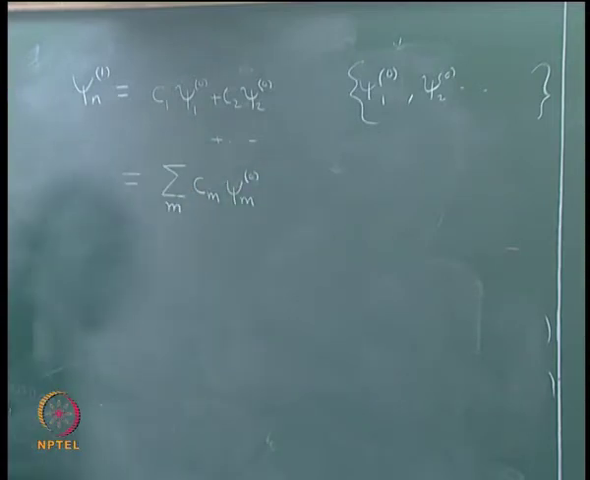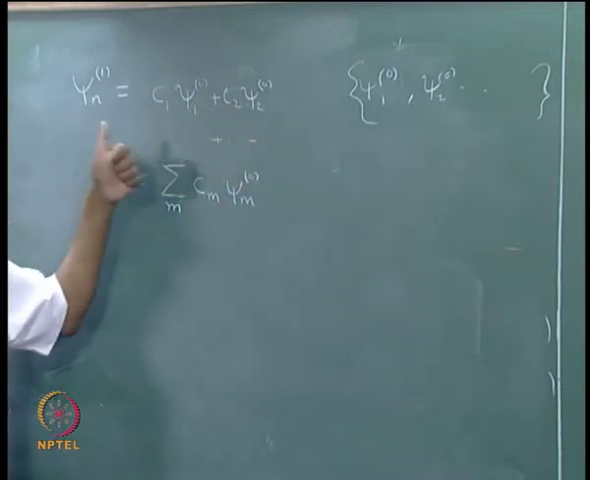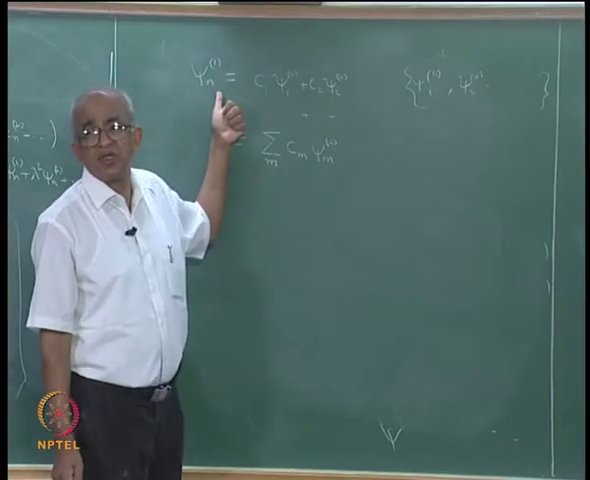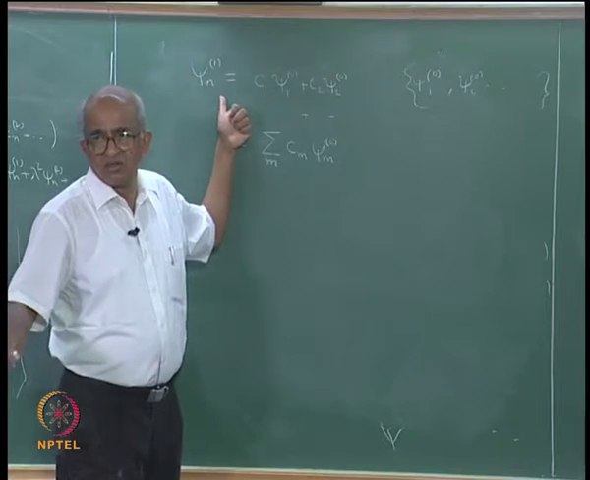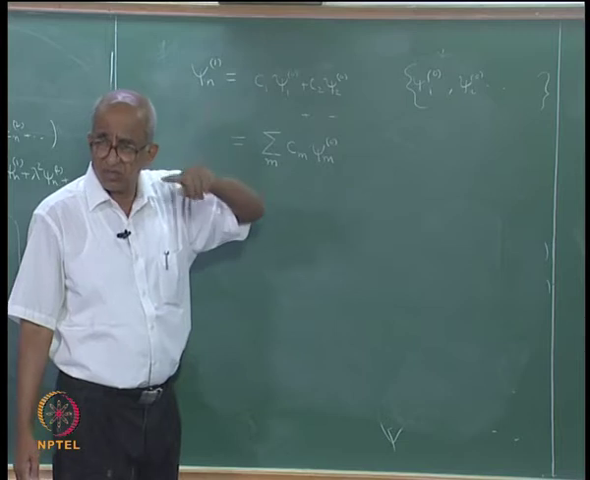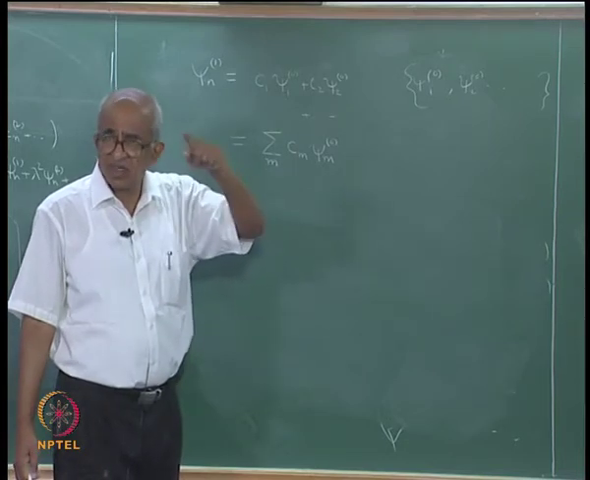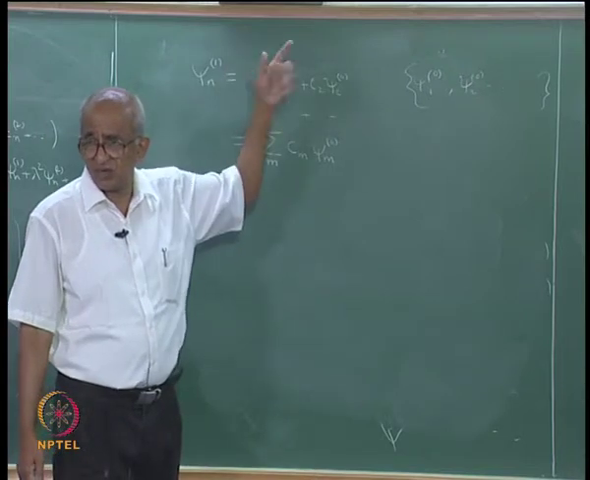Now, at this point I suspect there may be a reason for questioning this expression, because strictly speaking C1, C2, C3 etc. will depend upon which state I am thinking of. If I am thinking of the first state, that is the ground state, then C1, C2, C3 etc. will have some value which will be different from the values of C1, C2, C3 etc. if you are thinking of the second or the third or fourth state.